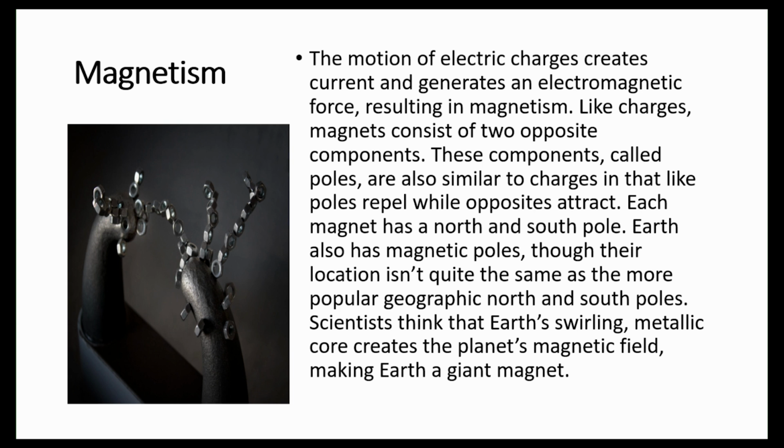Earth also has magnetic poles, though their location is not quite the same as the more popular geographic north and south poles. Scientists think that Earth's swirling metallic core creates the planet's magnetic field, making Earth a giant magnet. And we will feel that our Earth is a big magnet. Generally, we call it alnico, A-L-N-I-C-O: aluminum, nickel and cobalt. This combination will form a magnet.